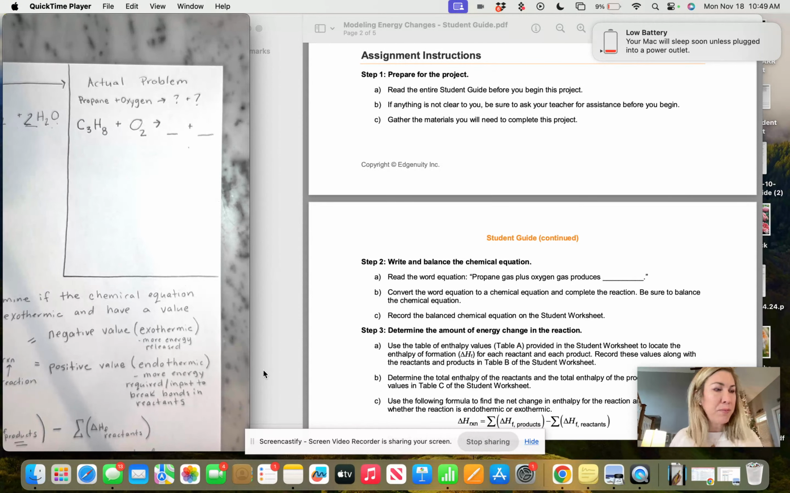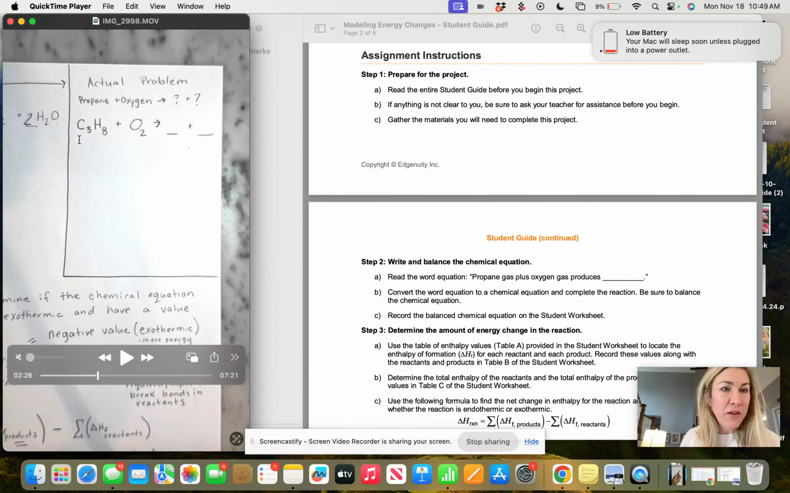All right, balanced equation. You should have a coefficient of 1 in front of the propane. In front of the oxygen, there's going to be a coefficient of 5. Over here, we're going to have 3 carbon dioxide. And in the final spot, we're going to have 4 water molecules. So now that you've got a balanced equation, let's move on to what our overall goal is and understanding the difference between exothermic and endothermic.